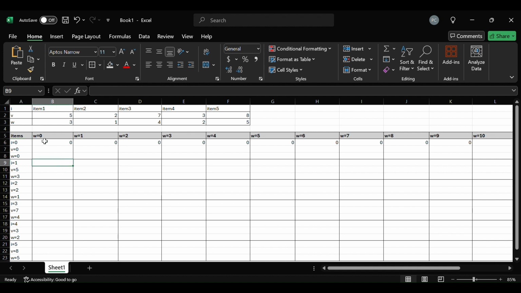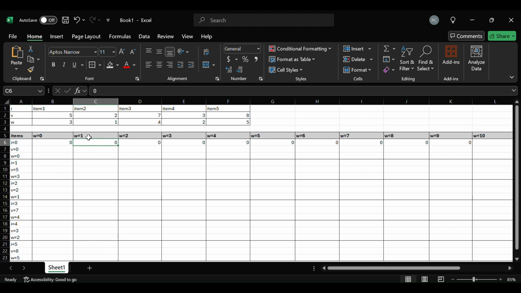Now for this block we have a weight limit of 0, and we are looking at item 1. Since the weight limit is 0, we literally cannot pick up any of the items. Our weight limit is 0. That means we are able to pick up a maximum of 0 weight or 0 kg. And since our item number 1 here has a weight of 3, we cannot place it here.